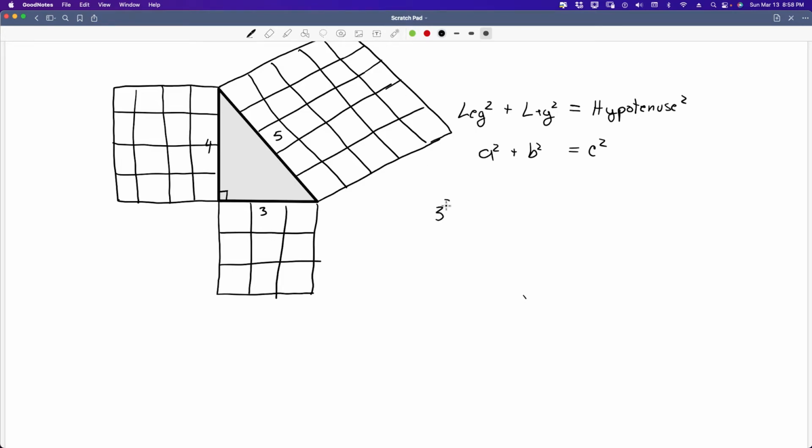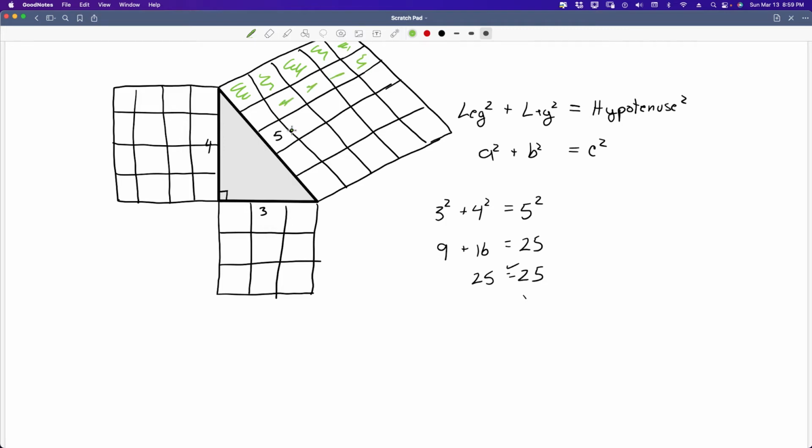If you have 3 squared plus 4 squared, that should be equal to 5 squared because 5 is the hypotenuse. So 3 squared is 9, 4 squared is 16, 5 squared is 25. 9 plus 16 is 25, and that does equal 25. So that checks out. Mathematicians have found that this has proven true for every right triangle.